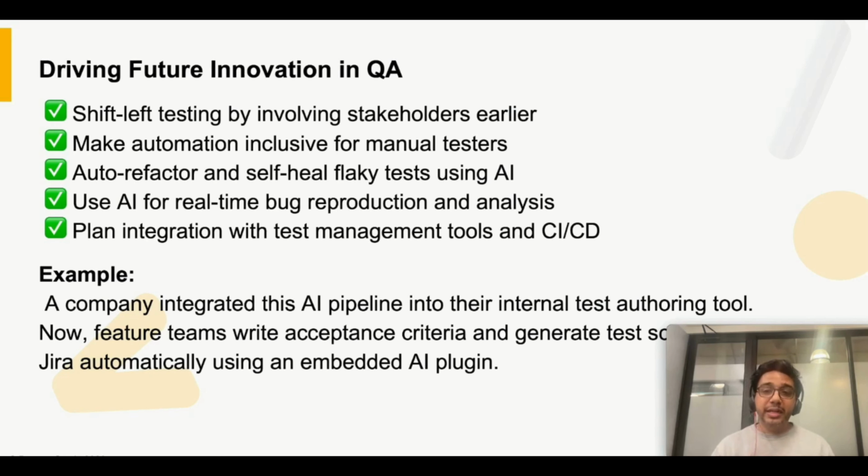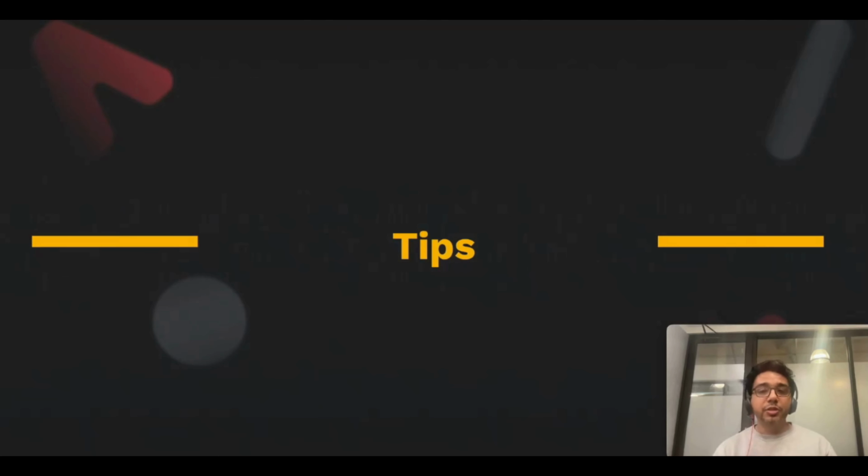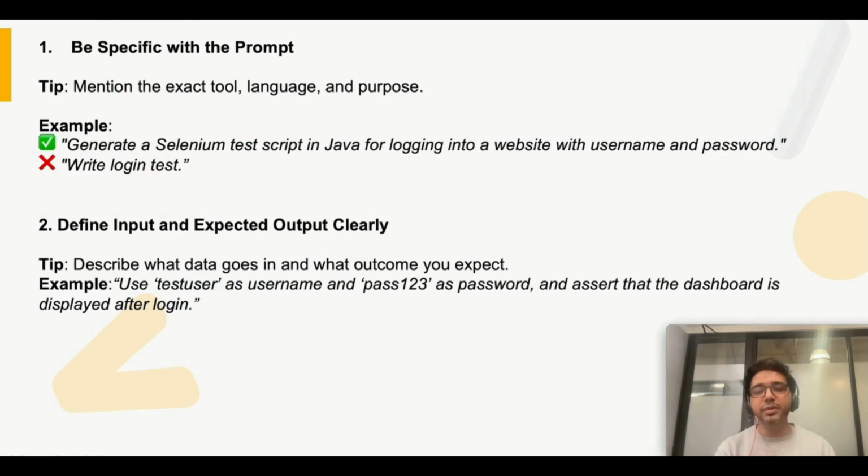We can at last keep pace with the development speed to generate our automation scripts, right? And at that point we will give better quality and more coverage. Those are the things that will help us. Now there are some tips which I have given over here, which are super critical, folks. If you make these mistakes, it would be difficult for you to use prompts. For example, be specific with the prompt. Mention the exact tool, language and purpose.